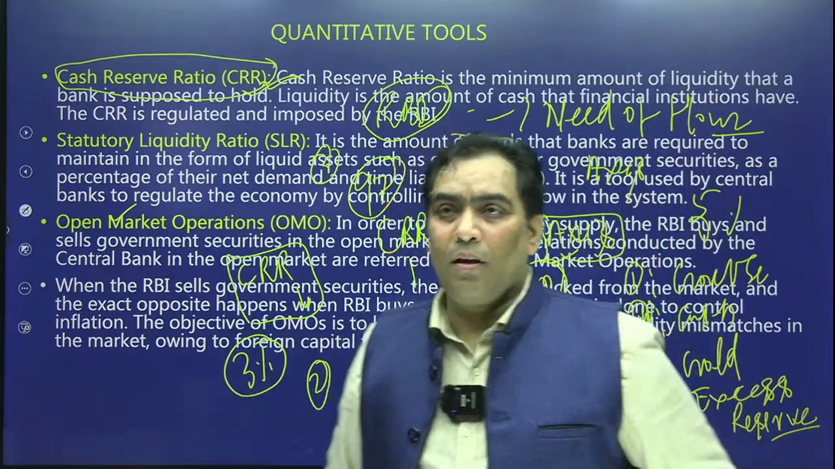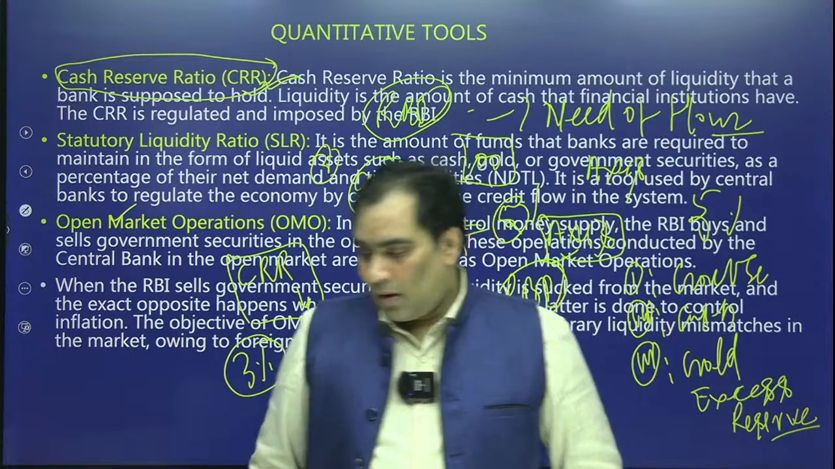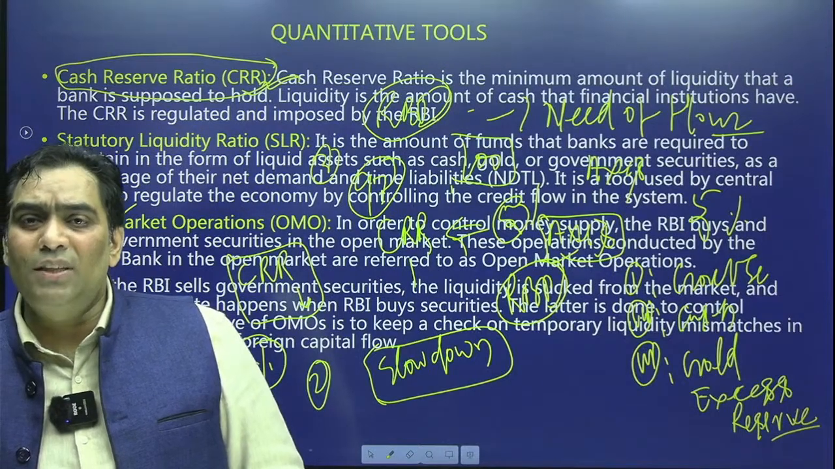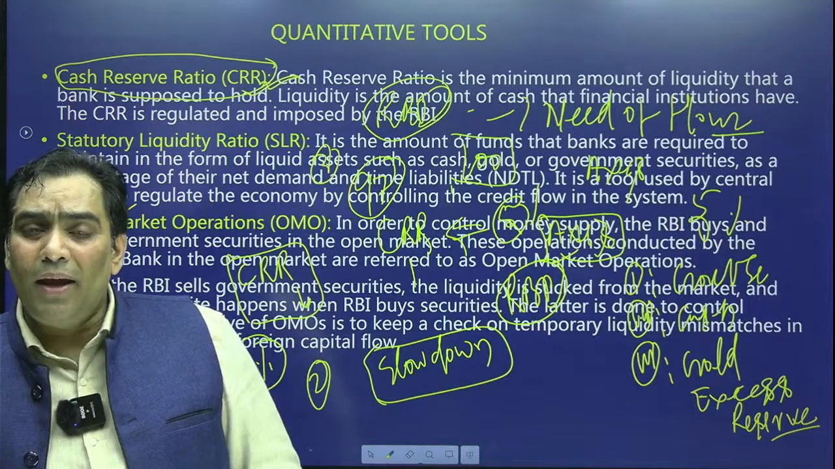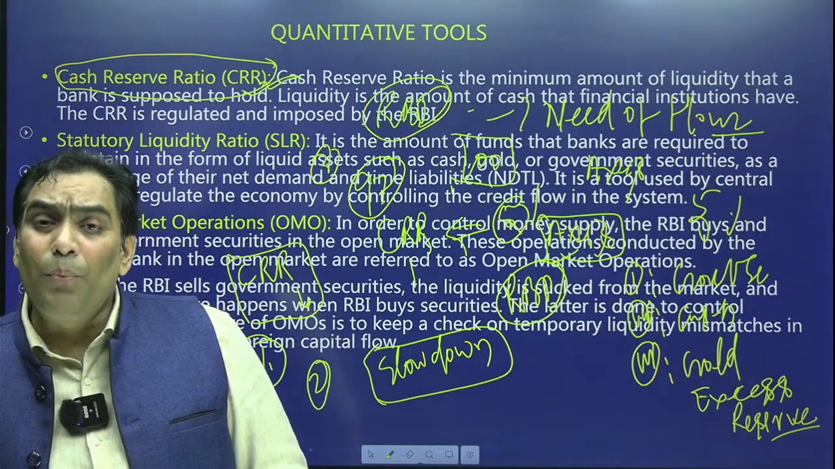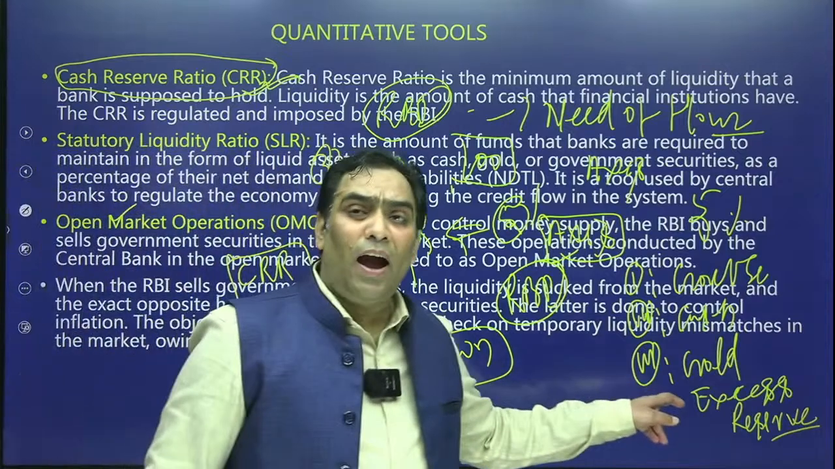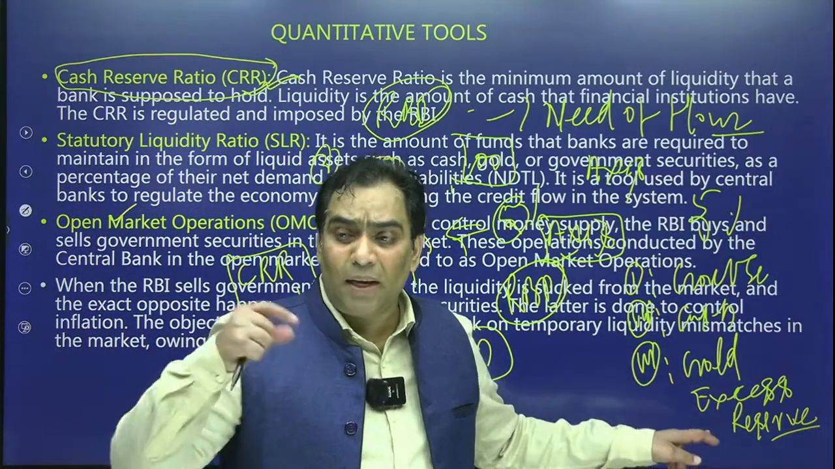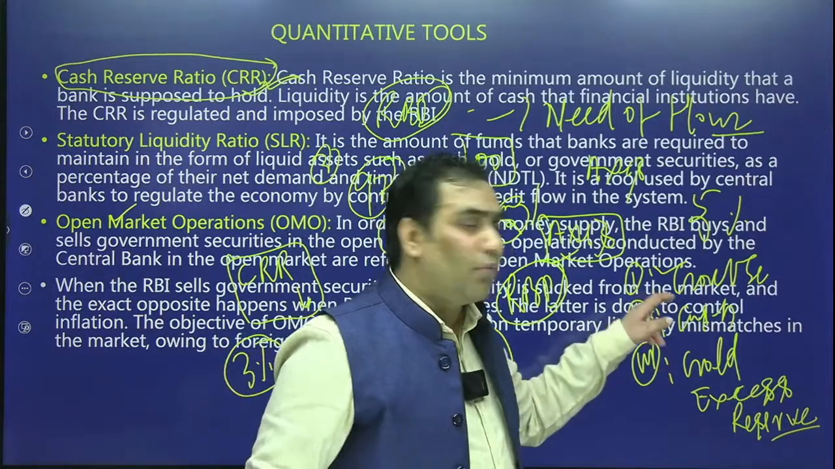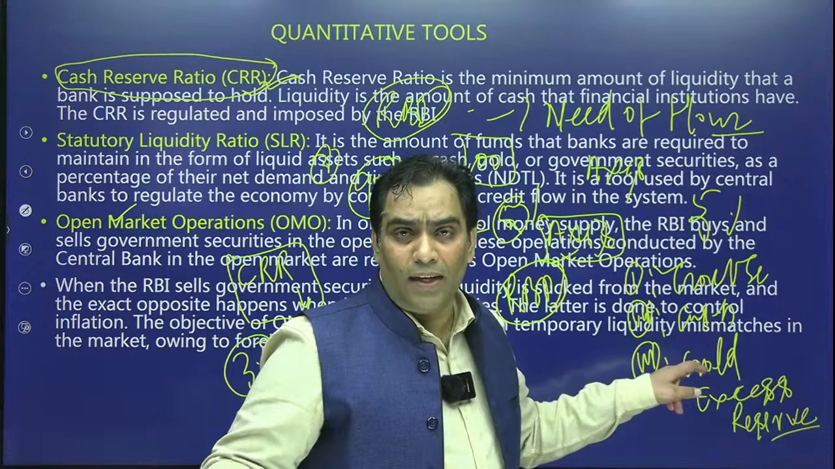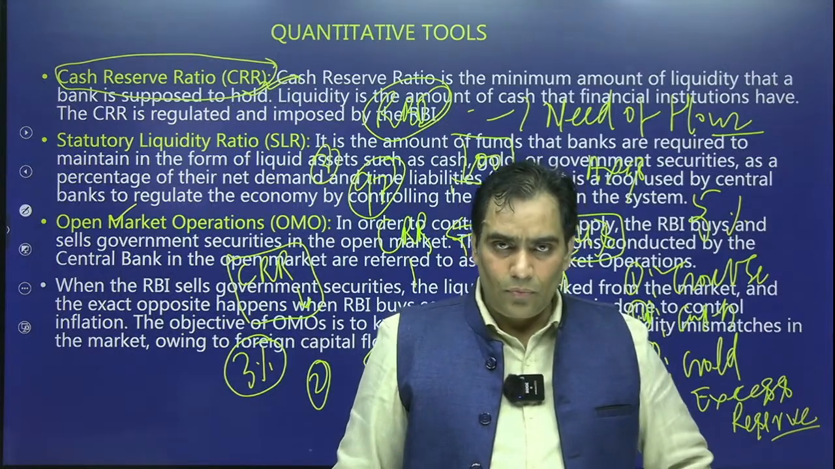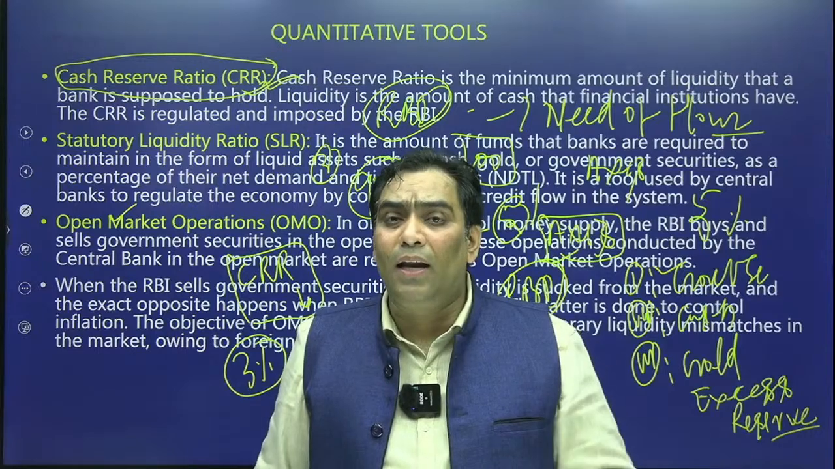My dears, I am going to repeat once again that SLR is the rate which is maintained by commercial banks with themselves in proportion to their total deposits, in specified liquid assets, and those specified liquid assets are government securities. That means they can maintain SLR in the form of government securities, cash, gold as well, and excess reserves. So in these specified liquid assets they can maintain SLR with themselves.